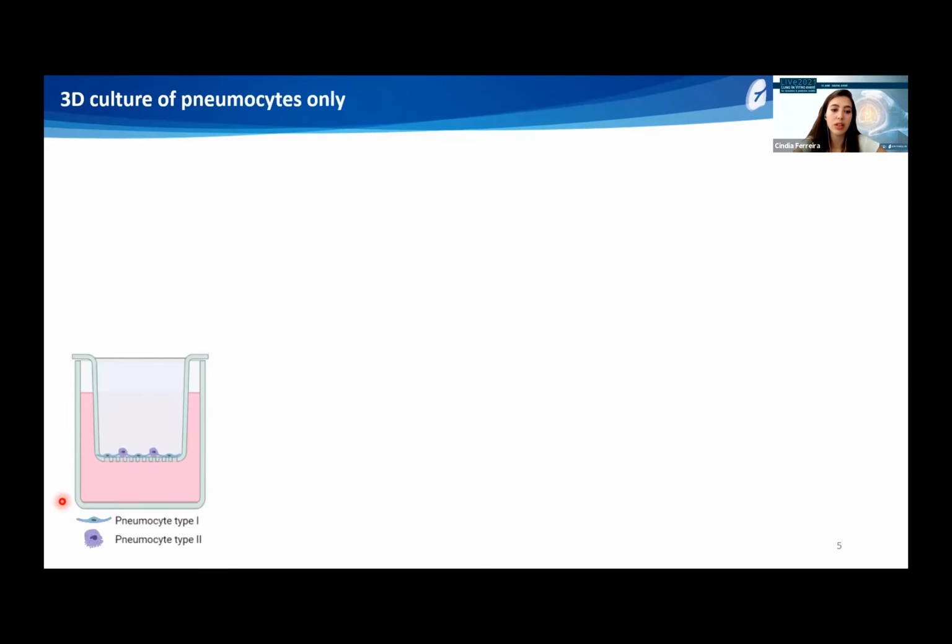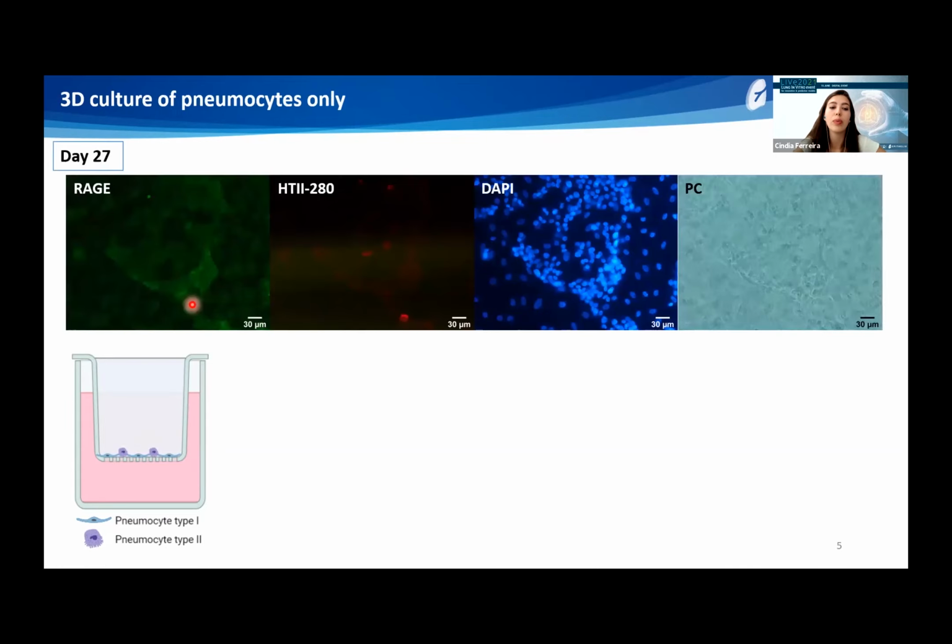Our first results with the inserts containing only pneumocytes showed, by immunofluorescence on day 27, expression of the markers RAGE and HT2-280. However, we can see that we only have a few AT2 cells that are still positive on day 27. Moreover, when we look at the cell density through DAPI, we can see that it forms aggregations and is not homogeneous anymore.